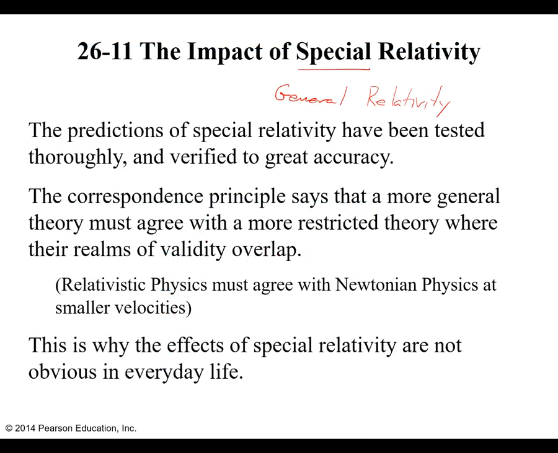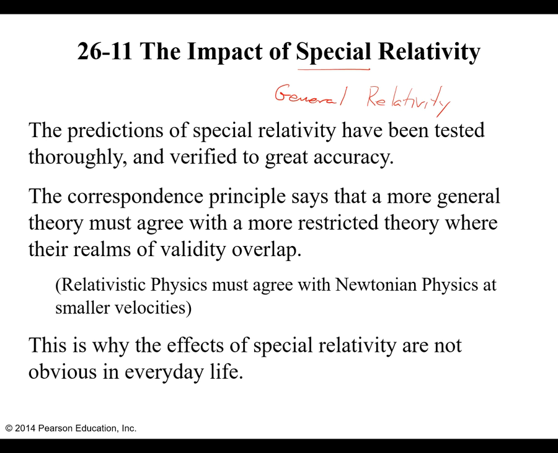Really fascinating stuff. Okay, so yes, we've been able to test special relativity and found it to be quite accurate to our normal everyday lives. The correspondence principle says that a more general theory, like the special theory of relativity, must agree with a more restricted theory, like Newtonian physics, where their realms of validity overlap. In short terms, what that statement just said is that relativistic physics must agree with Newtonian physics at smaller velocities.